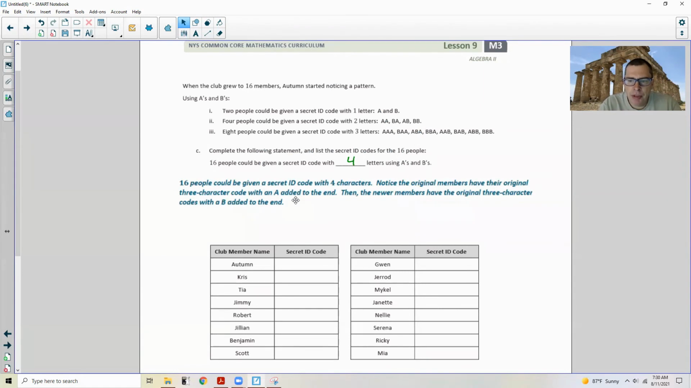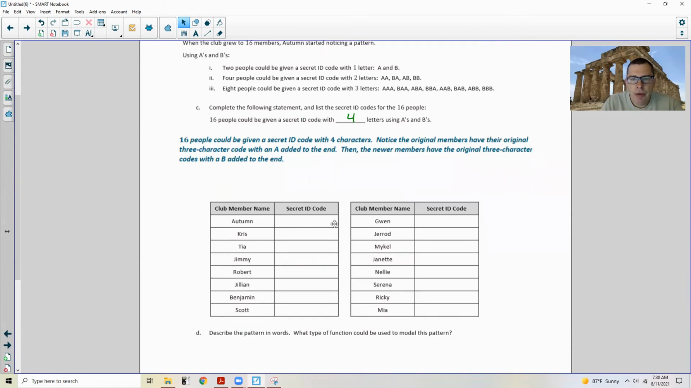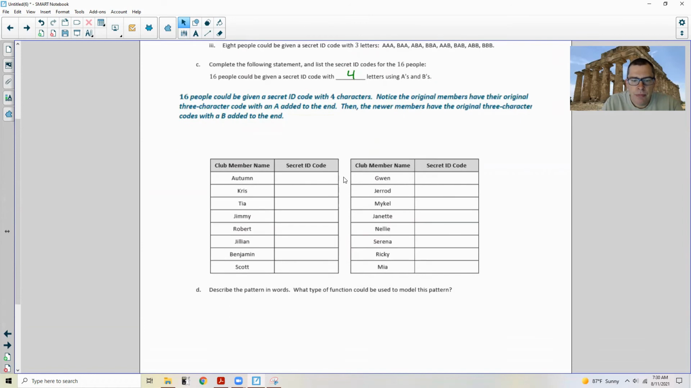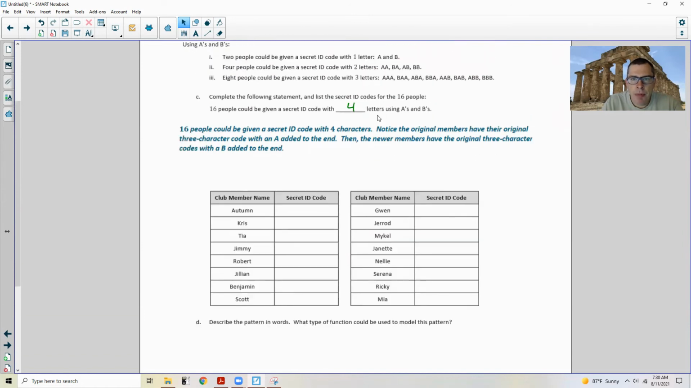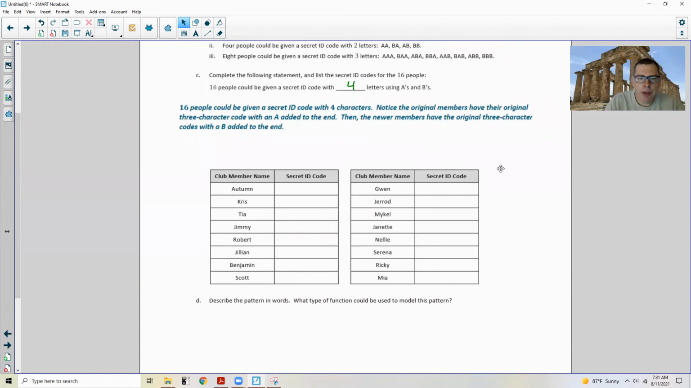Notice the original members have their original 3 character codes with an A added to the end. Then the new members have the original 3 character codes with a B added to the end. So now they want us to make a list of the number of possible outcomes. So if we need 4, let's just use blue here.